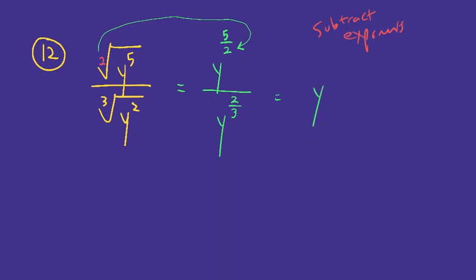And then make sure you do that on top. 5 halves minus 2/3. Doing that on top, we do need a common denominator. And then hopefully you can guess with 2 and 3, the common denominator is going to be 6.